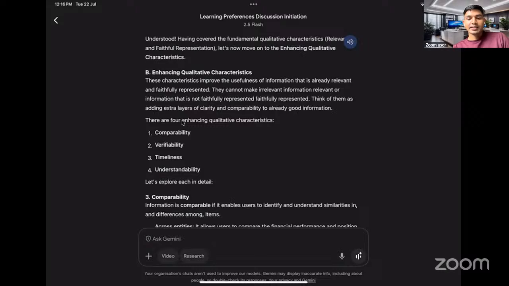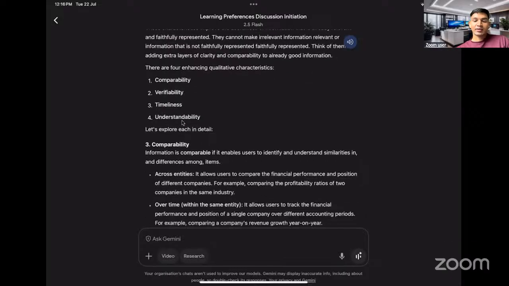So these characteristics improve the usefulness of information that is already relevant and faithfully represented. They cannot make irrelevant information relevant or information that is not faithfully represented. Think of them as adding extra layers of clarity and comparability to already good information. There are four enhancing qualitative characteristics. First one is comparability. Second one is verifiability, then timeliness and understandability. Let's discuss one by one.